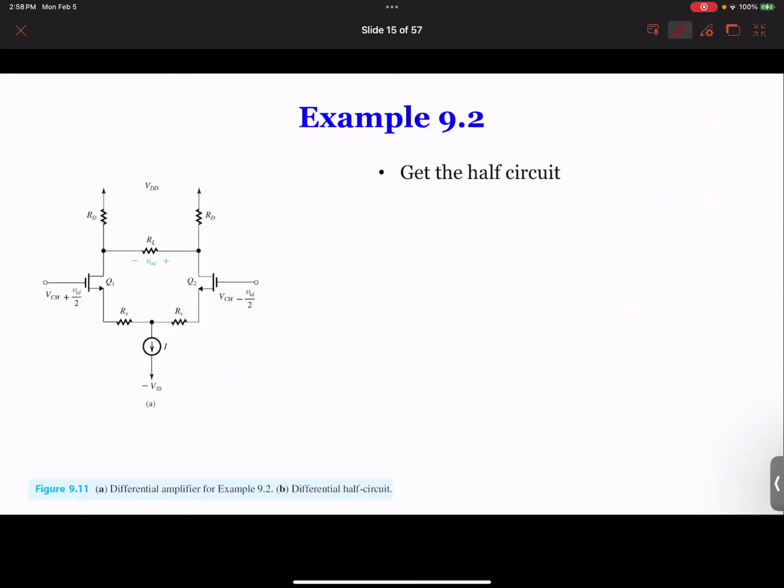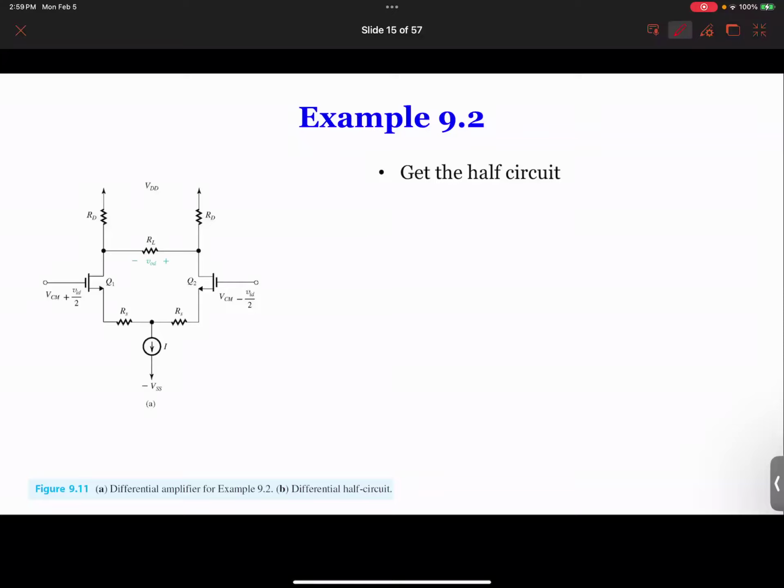As the final example, we're going to have RL connected between them, because eventually, what's the purpose? You have voltage, so you need to connect some load, and the load can often be a resistor, or sometimes a current source as well. So in this example, we're going to start with a resistive load at the circuit.